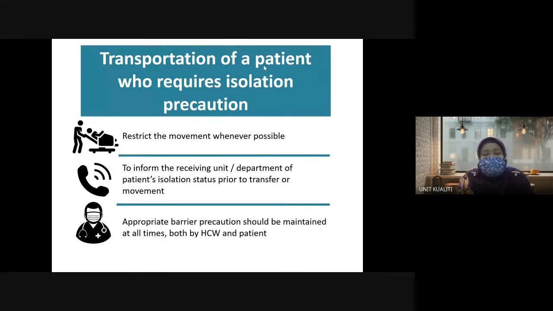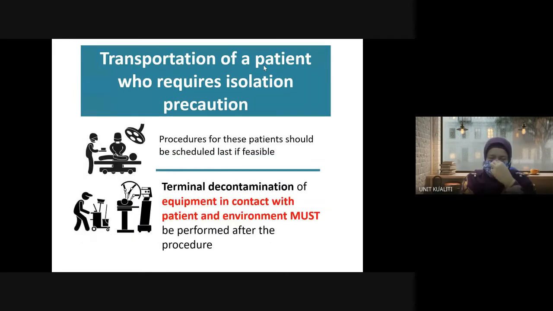Okay, what about the transportation of patients who require isolation precaution? Whenever possible, we must restrict the movement of the patient. If the patient needs to move to another department, like for X-ray, MRI, or CT brain, or for hemodialysis, we must inform the receiving unit or department of the patient's isolation status prior to transfer. The healthcare worker must wear barrier precaution, and it should be maintained at all times, both by the healthcare worker and the patient. If possible, the procedure for this patient should be scheduled last. After that, terminal decontamination of equipment in contact with the patient and the environment must be performed after the procedure.